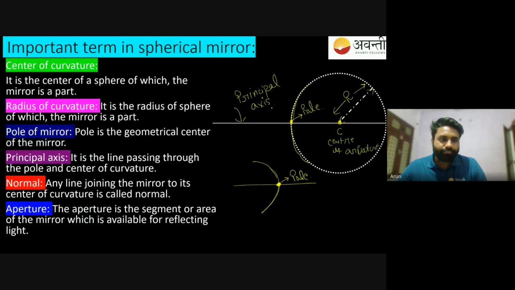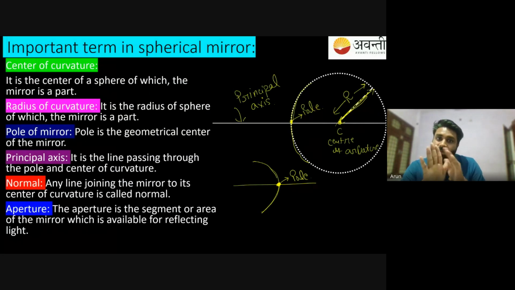Okay. What is normal? Any line joining the mirror to its center of curvature, like this line also, will behave as a normal. Okay. Now, what is the aperture?